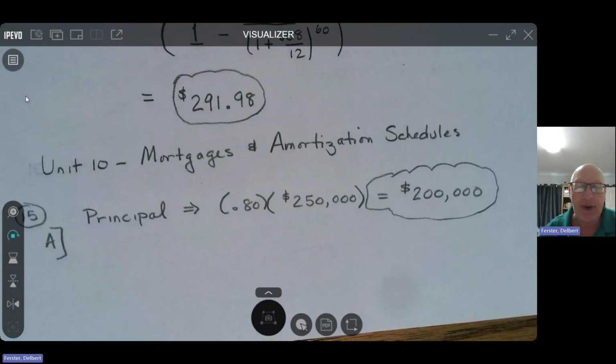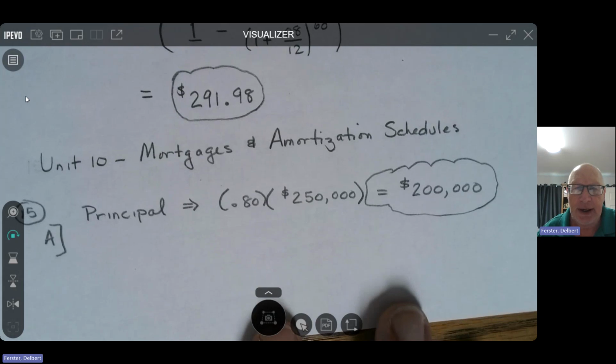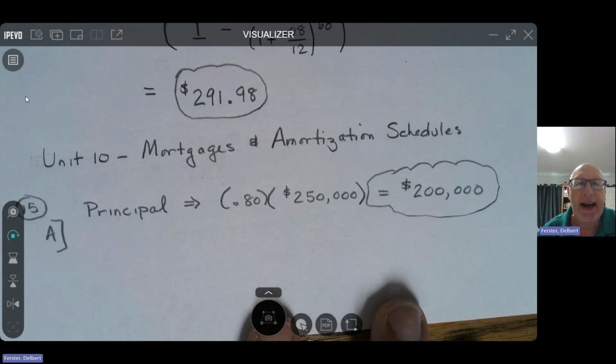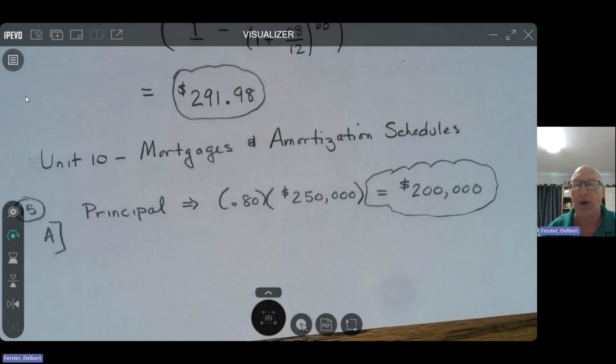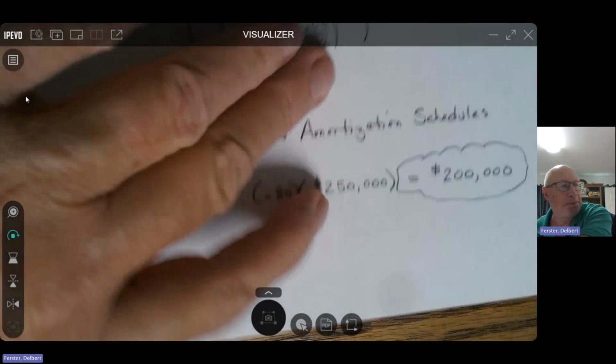This is problem number 15. We've got a selling price on the house of $250,000 with a down payment of 20%, mortgage rate at 6% for 25 years. We're asked, first of all, calculate the principal for the mortgage. How much are we borrowing? Well, if you remember, it was 20% down. So I went ahead and just hit 80% of $250,000. So to answer part A, we will be borrowing $200,000 to purchase our house. Part A is done. Piece of cake.